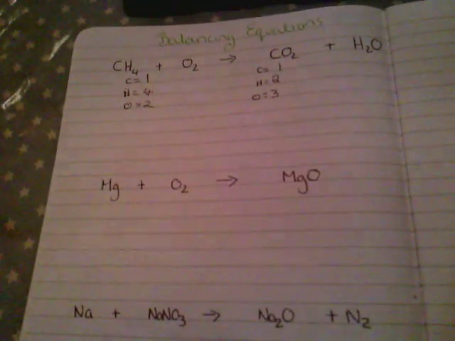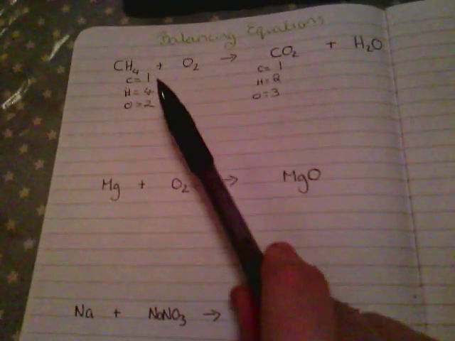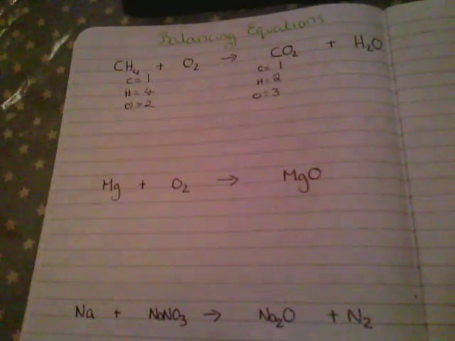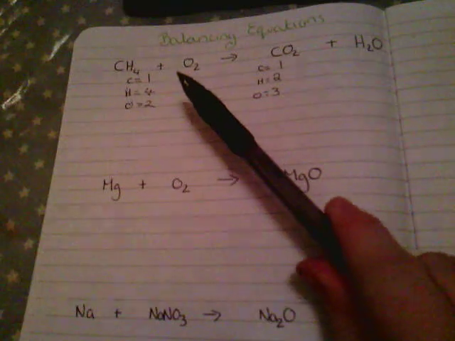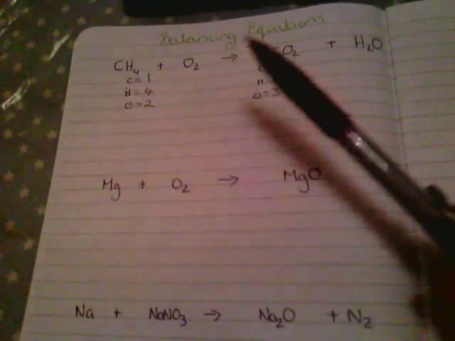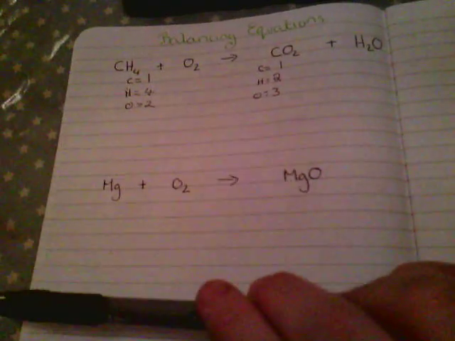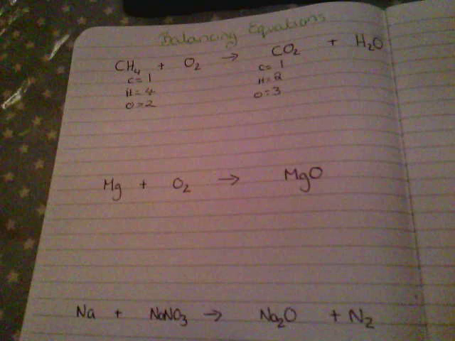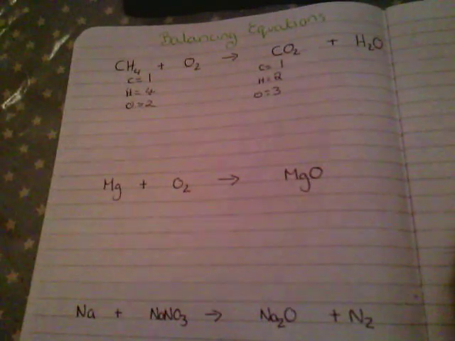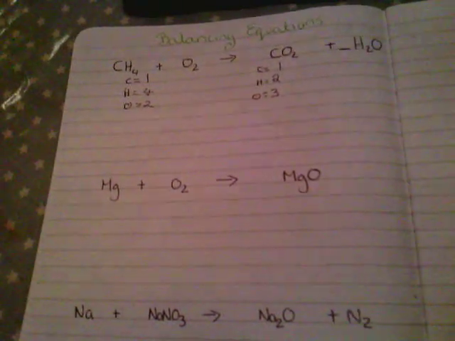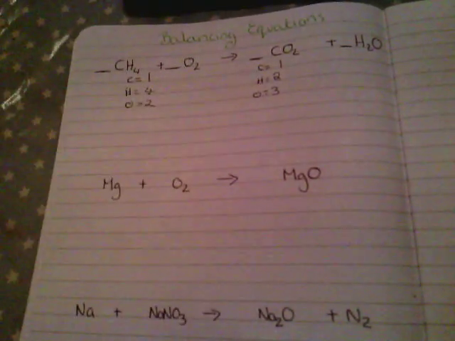Now looking at my tallies, I can see I've got the same number of carbon atoms on both the reactant and the product side, so they're effectively happy. The hydrogens, I've got more on the reactant side than on the product side. So I'm going to balance up the hydrogens first. Now, when you're balancing an equation, you can only change the ratios if you're given the full equation. So I can only put numbers in these places I've underlined.